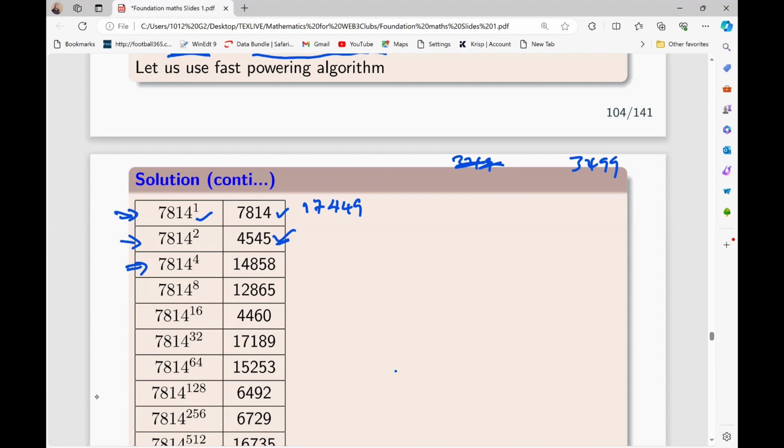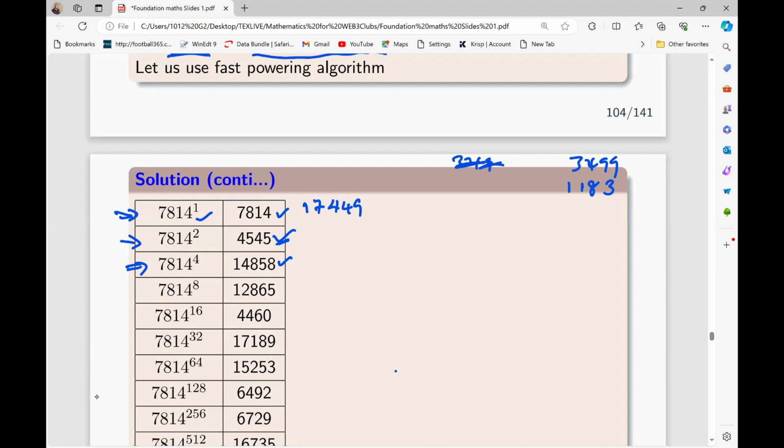What is our divisor? Our divisor is 17,449. How many times is it going there? It's going there 1,183 times. So I want the remainder. Subtract. The remainder is 14,858.